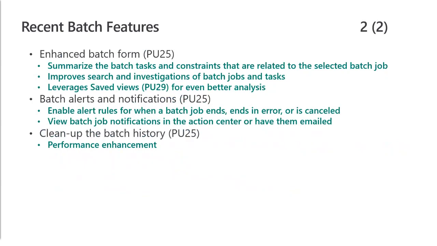In PU25, we added quite a number of features, and an important part here is the enhanced batch form. That makes it a lot easier to find out what is going on or what has happened in the batch execution. I will show some examples of that in my demo, but it makes it a lot easier to search and investigate batch jobs. It also provides a better user experience, at least that's what we think. For now, it's still an option to use. So I guess if you're using batch, you have seen that you can switch back and forth between the enhanced version and the legacy or classic version.